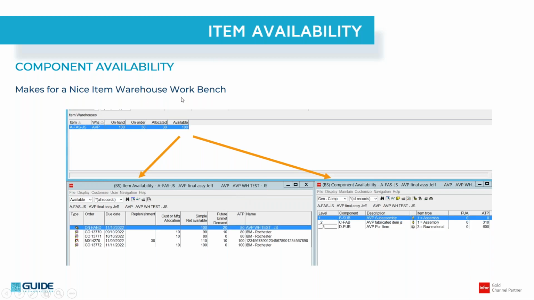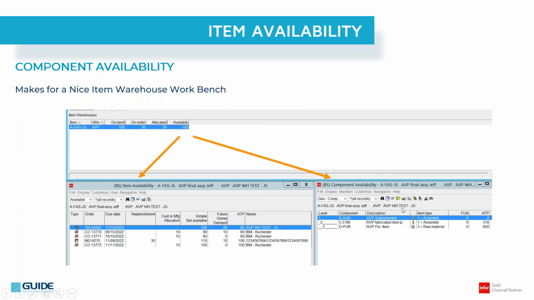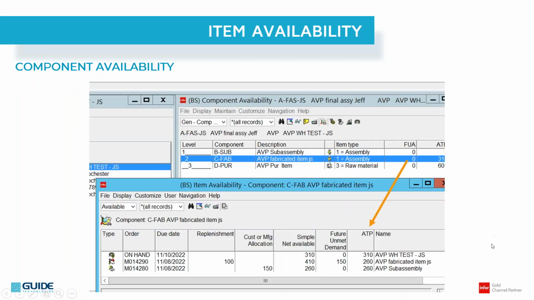So here's a nice workbench, right? Now from here, we can show the item availability you saw before, but we could also broadcast directly to the components. I'm going to show this to you in a live demo. From here, of course, I can take that B, right click, display, and drill into its item availability. Because back here, I'm only seeing the top, I'm only seeing the first row. It says ATP is 0. But when I drill into it, they say, well, what's the full profile of that component? I can see down here now.